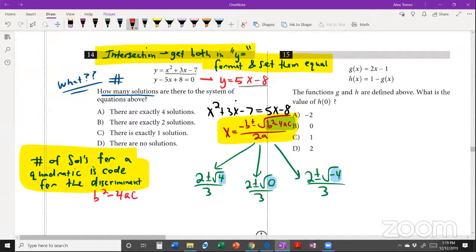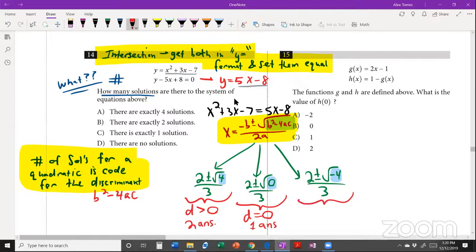Because in my leftmost example, when the discriminant was positive, we would be doing 2 plus root 4, which is 2. So 2 plus 2 over 3, 2 minus 2 over 3, and we're going to get 4 over 3 or 0 as our two answers. So we have two answers. If the discriminant equals 0, well, square root of 0 is 0. And if I add or take away 0, nothing happens. So the answer is just 2 over 3. There's only one answer.